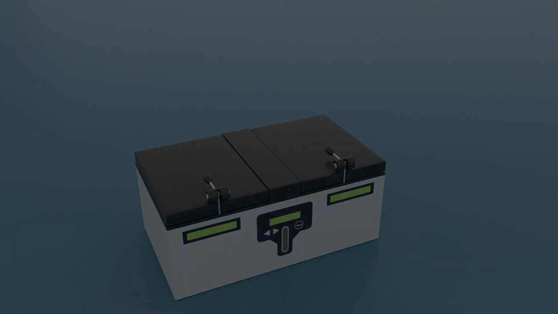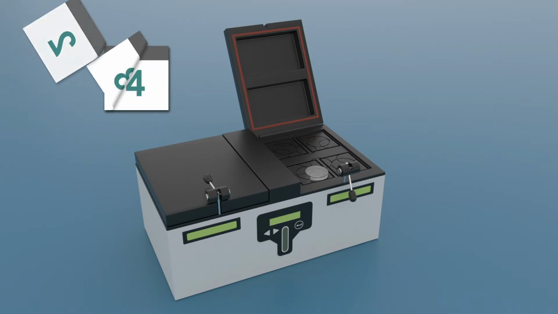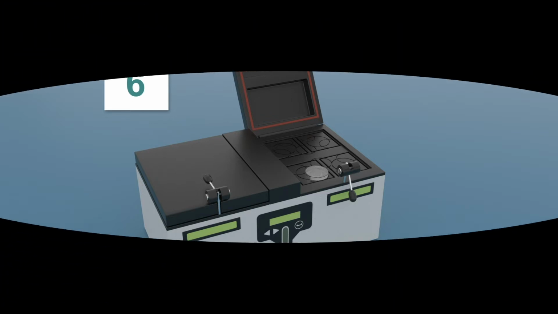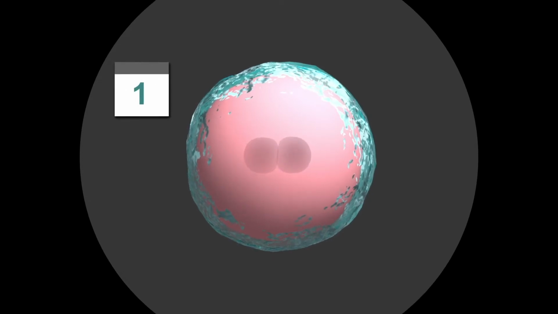The following morning, the eggs are checked for fertilization. Over the next 5 to 6 days, embryo development is periodically assessed. Let's follow the development of the embryos in the lab. On day 1, the nuclei of the egg and sperm are visible. This is known as the pronuclei or zygote stage.